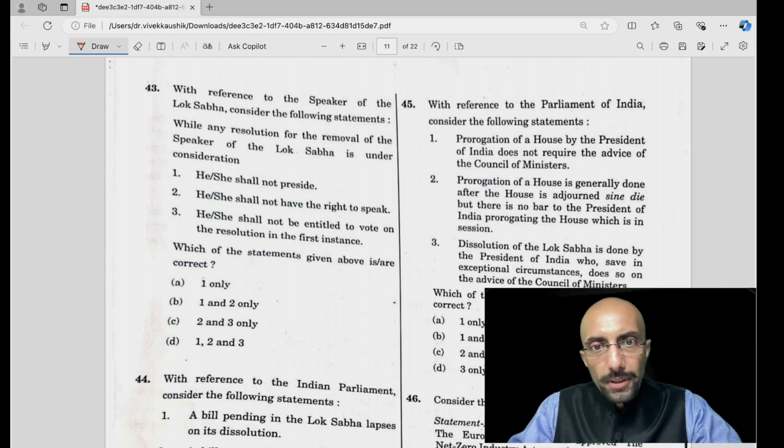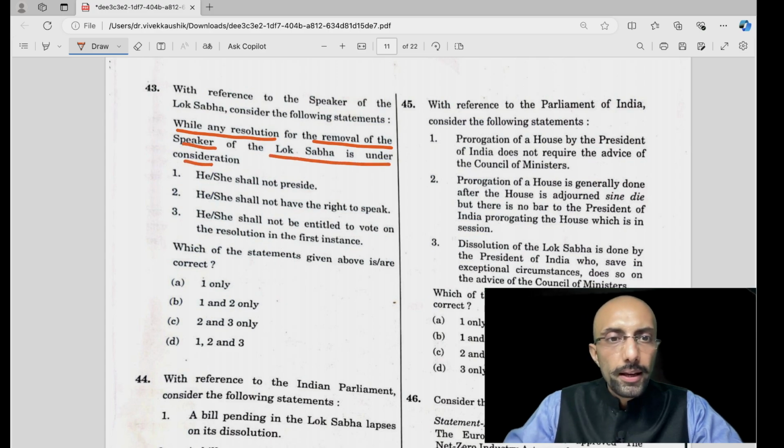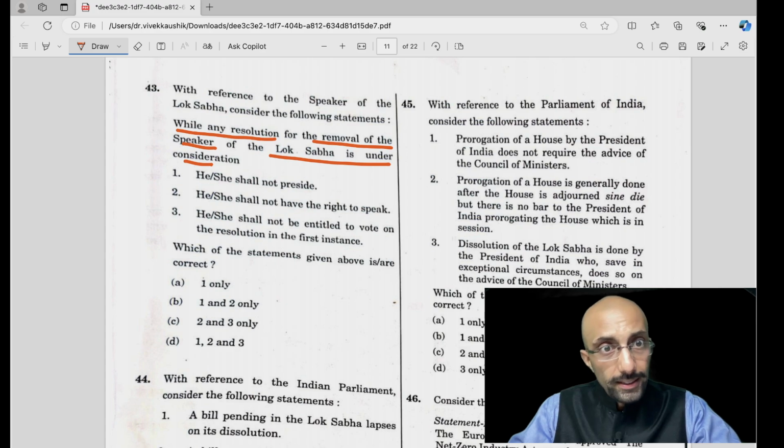With reference to the Speaker of Lok Sabha, consider the following statements. While any resolution for the removal of the Speaker of the Lok Sabha is under consideration, he or she shall not preside. Yes, correct. This is given in Article 96 of the Constitution.